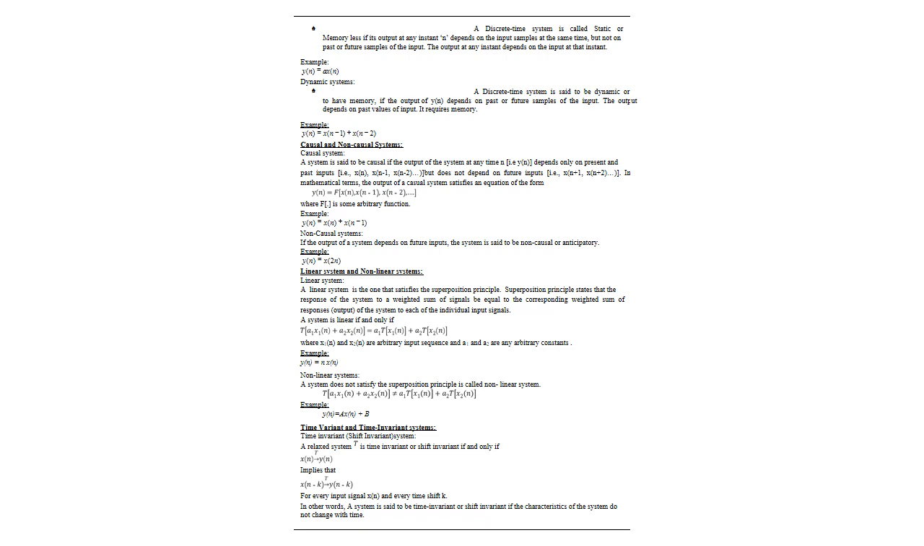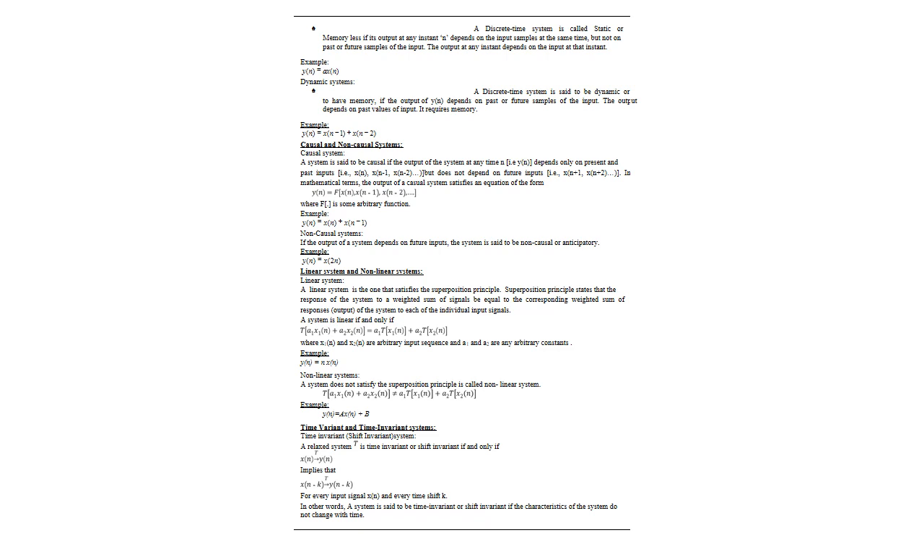Next will be the causal and non-causal system. A causal system means that the output of the system at any time n, that is y of n, depends only on present and past input, that is x of n, x of n minus 1, x of n minus 2, etc., but does not depend on future input, that is x of n plus 1, x of n plus 2, etc. In mathematical terms, the output satisfies y of n is equal to f of x of n, x of n minus 1, x of n minus 2, etc., where f is some arbitrary function.